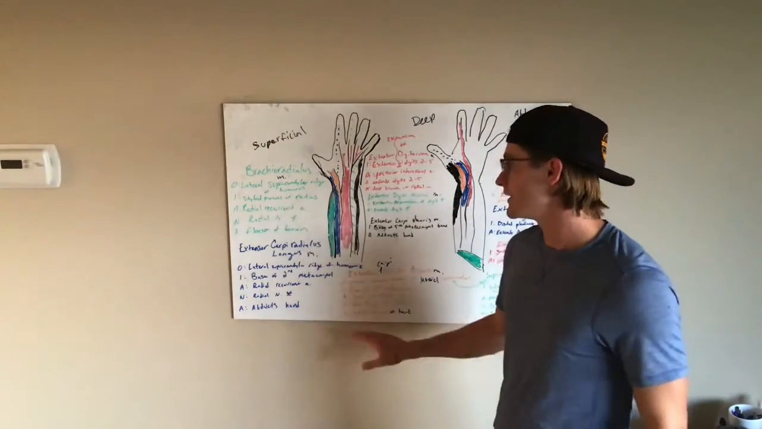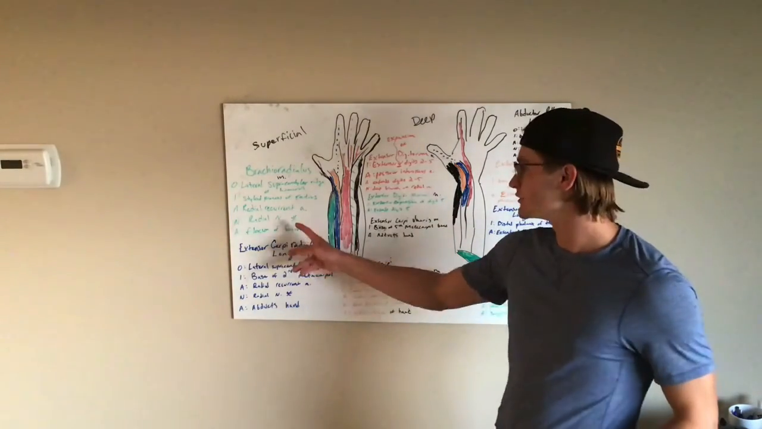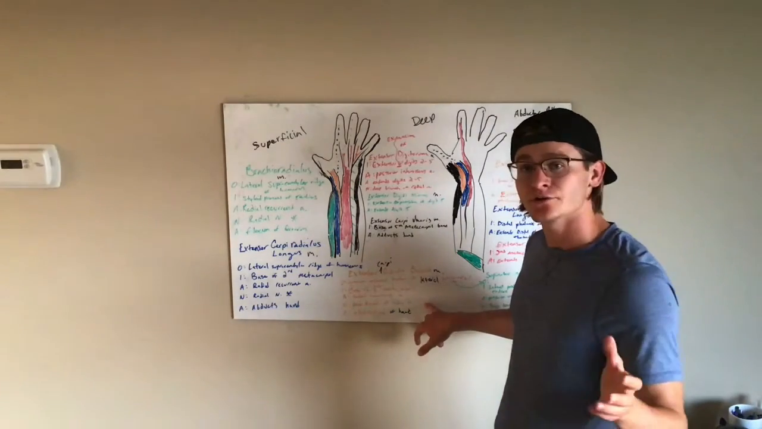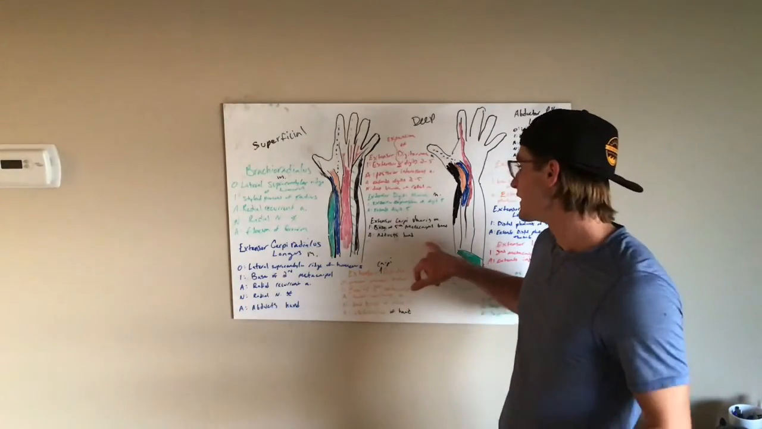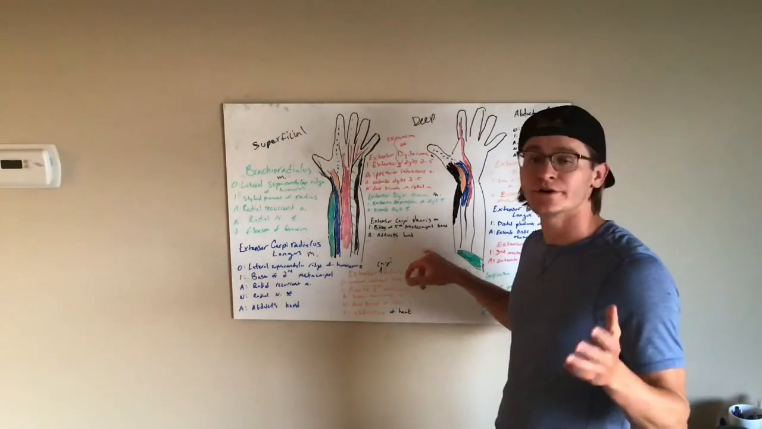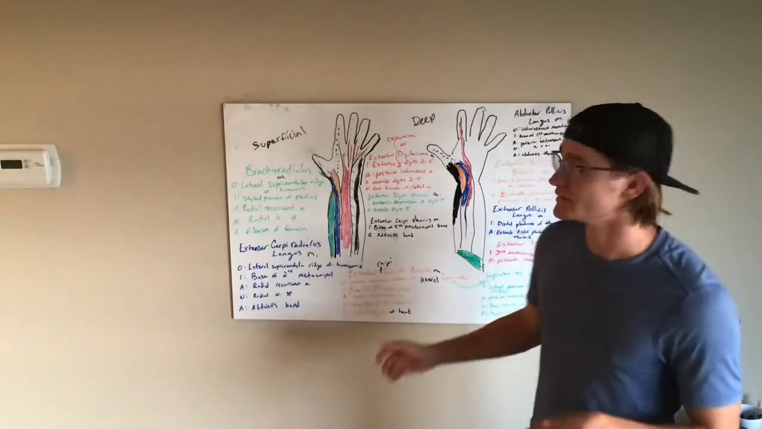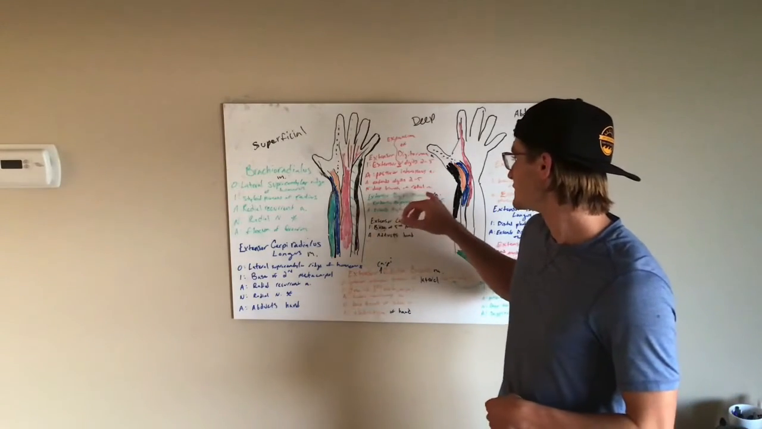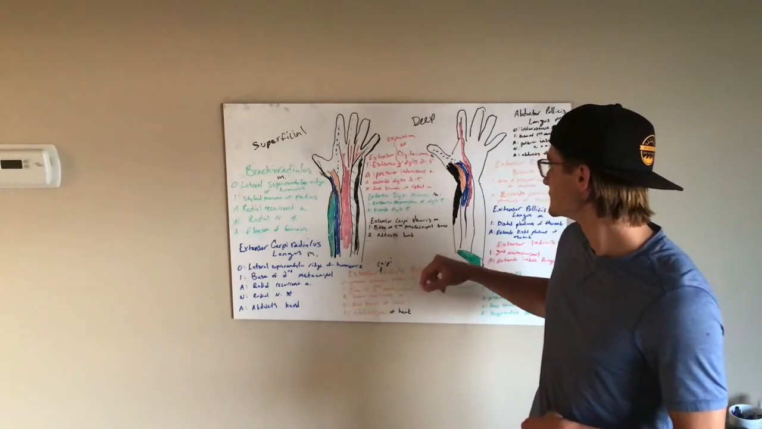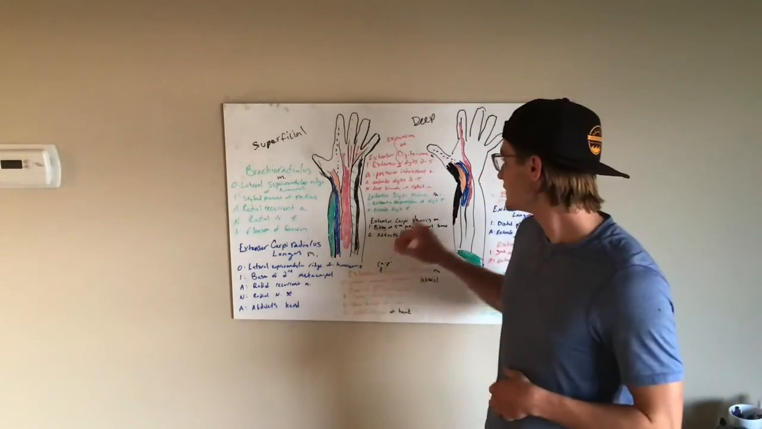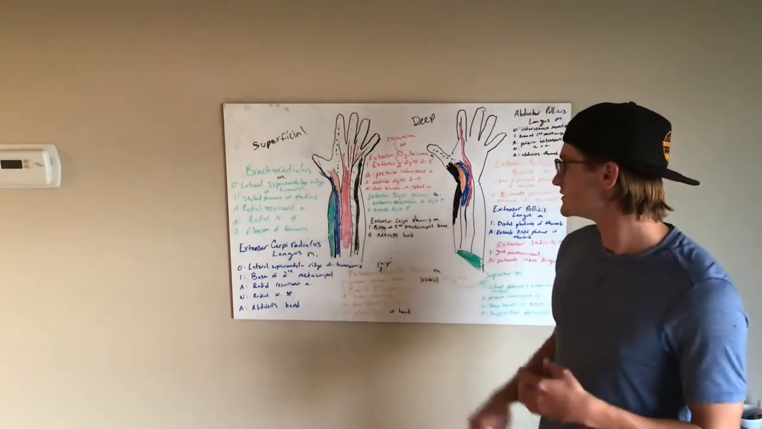So the first three had radial recurrent artery. First two had radial nerve. We're going to see deep branch of radial nerve for the rest of the muscles. And we're going to see now posterior interosseous artery and deep branch of radial nerve for the rest of these as well. So its action extends digits 2 through 5. So pretty easy.